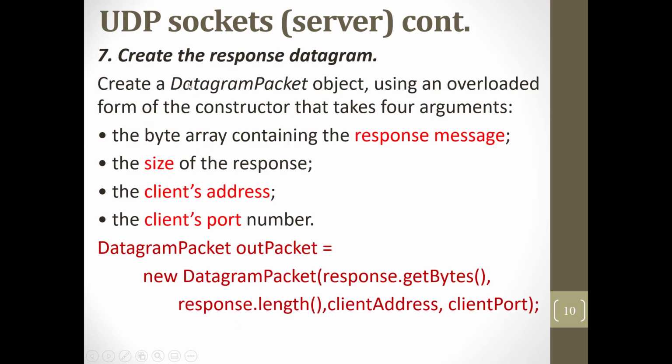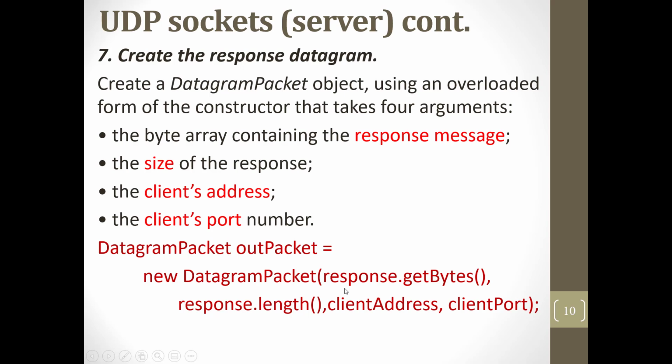Then the next step is we have to create a response. We received a packet from someone, from X. So now what I'm going to do is create a response, to give a response to that particular person. For giving the response, I'm going to create a packet which is going to be the out packet. The name of the class is DatagramPacket, and out packet is the name of the object.